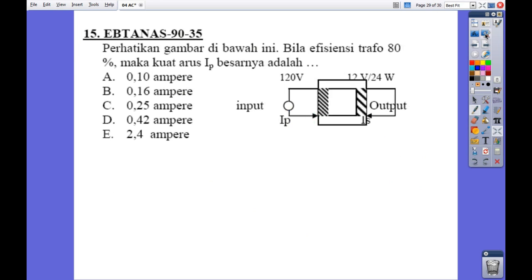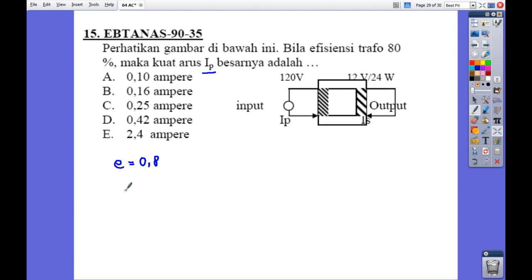Next, here we have all the information. We have the information of efficiency 80% or 0.8. We have primary voltage and secondary voltage. We have power output. And now, what is the current in primary?